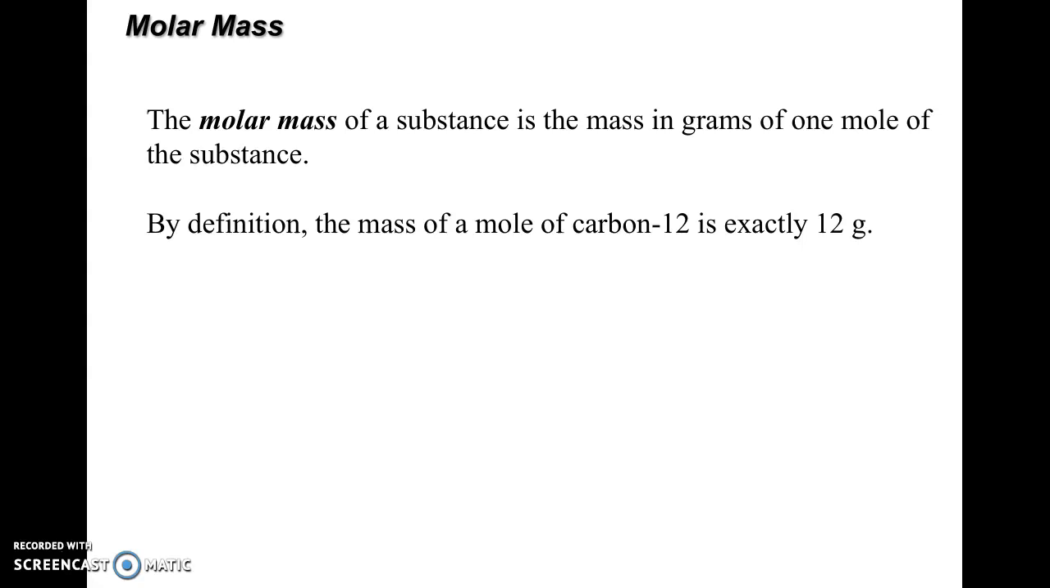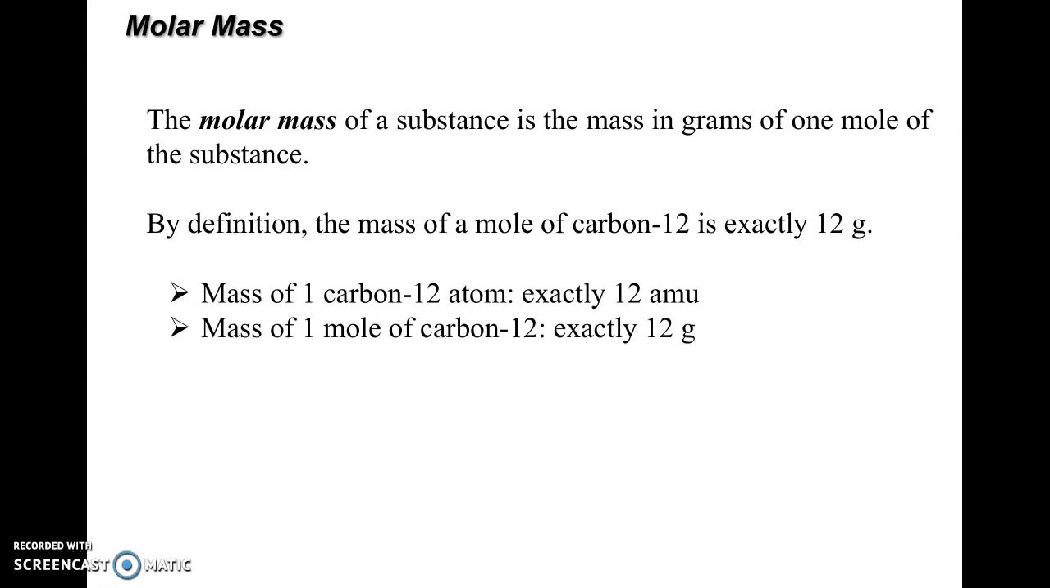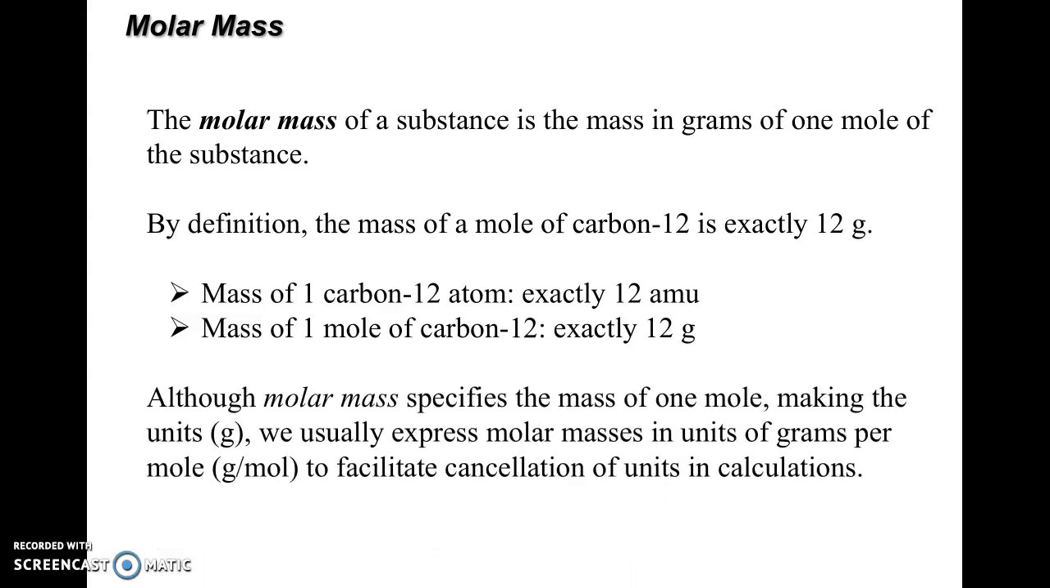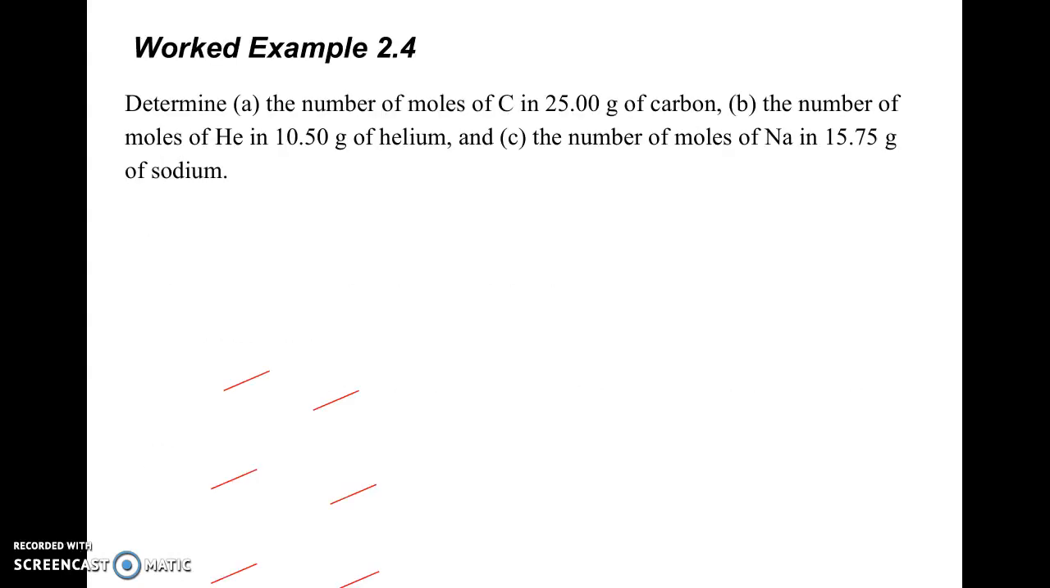And once again, it's a mass of a mole of carbon 12, so it's exactly 12 grams. If you have the 1 carbon 12, the mass of 1 atom is 12 AMU. The mass of a mole is 12 grams. And the molar mass specifies the mass of 1 mole so that we're in grams. We usually denote it as grams per mole because this helps us cancel our units when we're doing dimensional analysis.